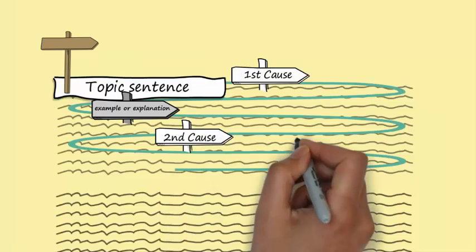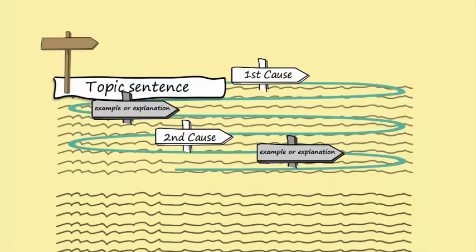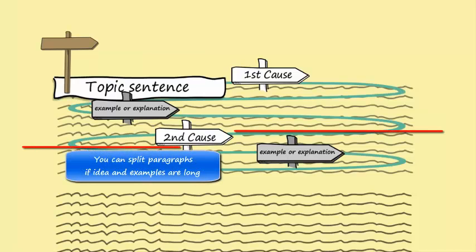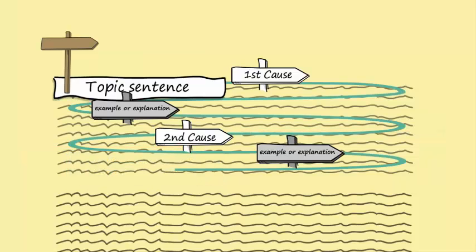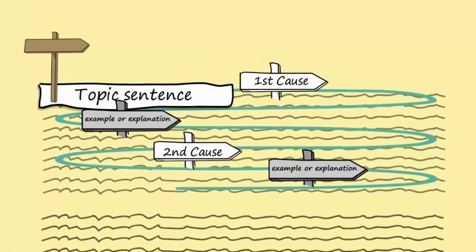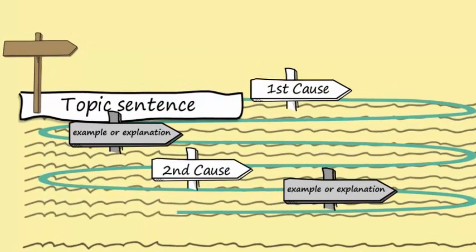Now, not all your paragraphs need to be like this. You could separate those. When it comes to the second cause, you could separate it into a new paragraph sometimes. Maybe you're going to have 2 or 3 examples, or it's a complicated explanation. Then you might have to decide to split that paragraph or any paragraph. But just remember, every paragraph should have at least 1 point, sometimes 2.